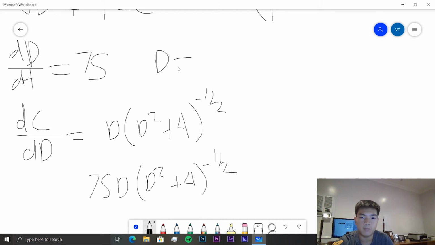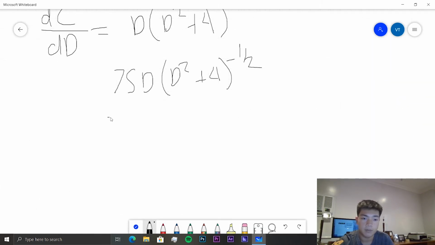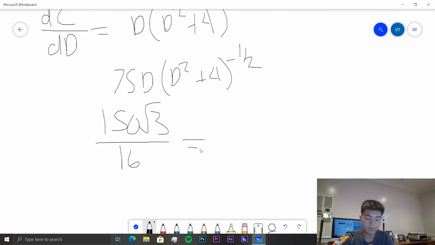So we need to find the point where d is equal to 2 root 3. What's happening at this point? So we have 75 times 2, 150 root 3, times (d squared plus 4) to the 1/2. So it's just divided by 16. So this is equal to 150 divided by 16 times the square root of 3.